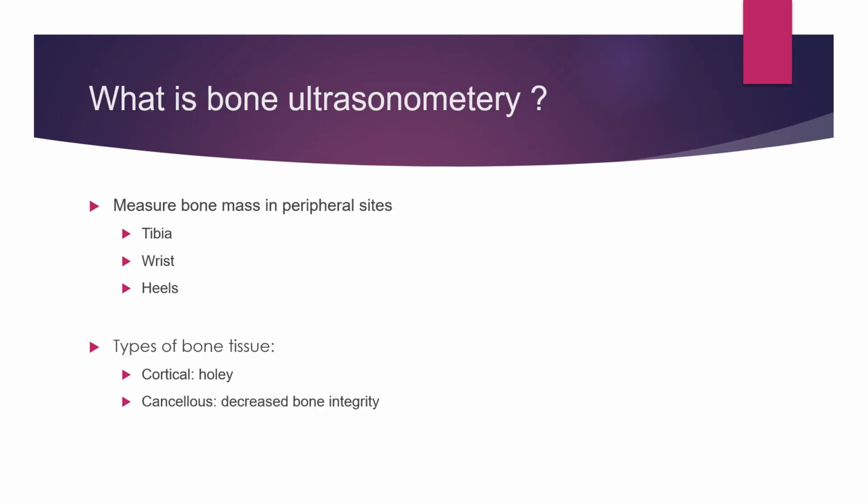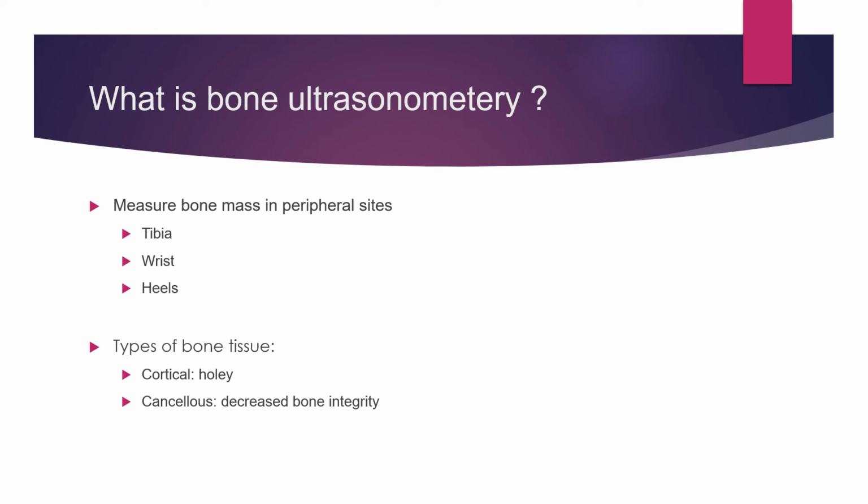So what is ultrasonometry? Bone ultrasonometry is used to measure bone mass in peripheral sites like the tibia, wrist, and more commonly the heels. The types of bone tissue, which are cortical and cancellous, can be affected by aging. Cortical bones can become more porous, so they will have more holes, and cancellous bone integrity is decreased.